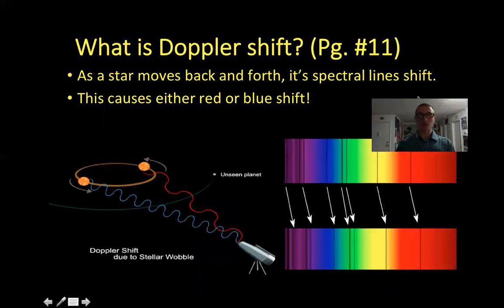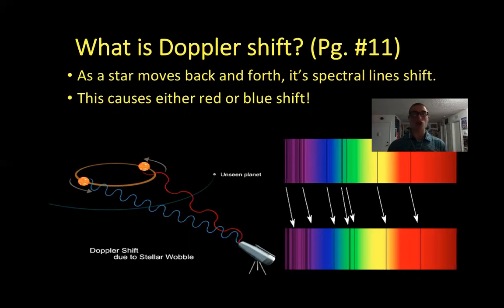All right, so what exactly is Doppler shift? And we mentioned this earlier for page 11. Again, the topic is just the title of the page, so I don't think you need to necessarily write that down. But as a star moves back and forth, its spectral lines shift, right? So if a star is moving away, what color is it going to be? It's going to be red or yellowish in color. And as the star moves closer, it's going to be more blue or green, kind of those blue, purple, green hues in color as well. So this causes either red shift or blue shift, right? That's as we know from before, okay?